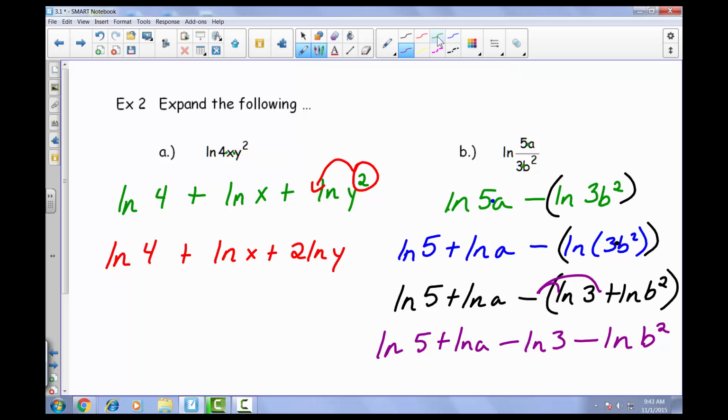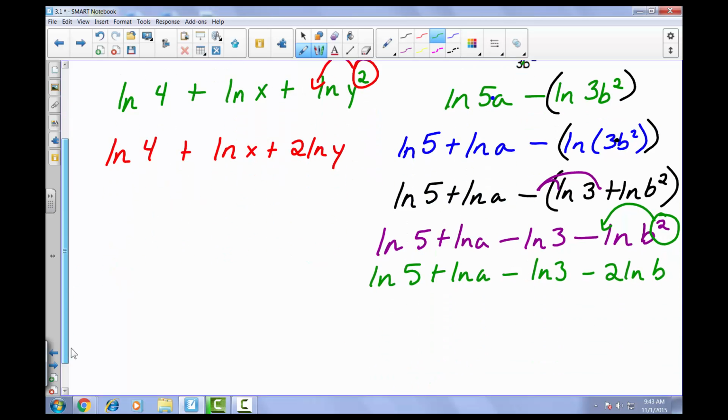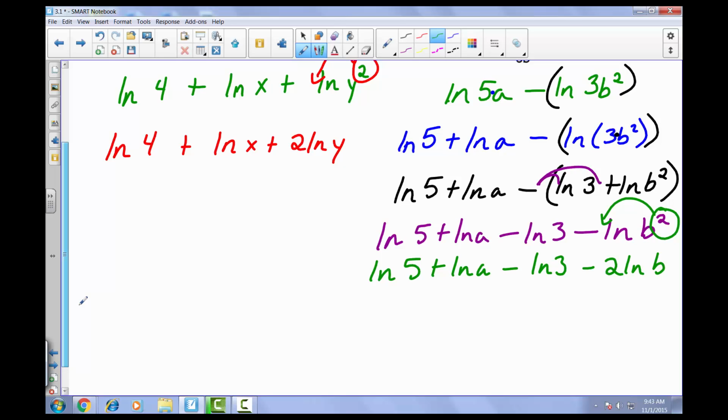Now lastly, to expand this, all you have to do is take out, using that power property with logs, throw this guy in front. Looks like he's the only one that has an exponent. So when you do that, you have the natural log of 5 plus the natural log of a minus the natural log of 3 minus 2 times the natural log of b. All right. So then this would be as far as we could expand things out.